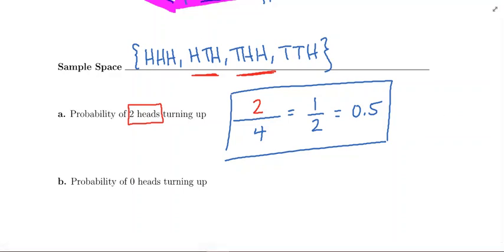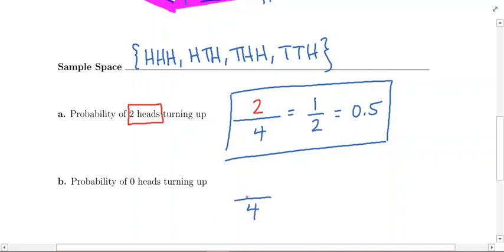All right, next, in part B, we want the probability of 0 heads turning up. Again, equally likely outcomes, so we do our basic probability principle. There's 4 total outcomes. For the numerator, we need to go look at the outcomes and figure out which ones meet our criteria. So we're looking this time for 0 heads.